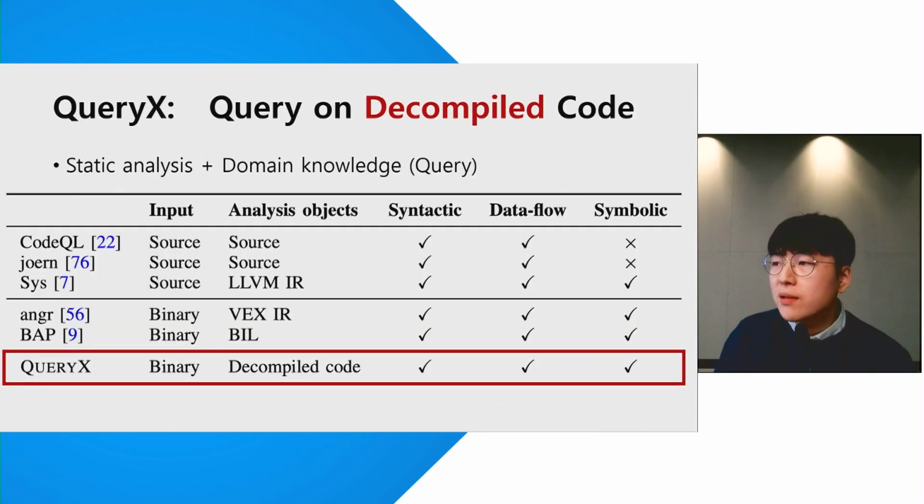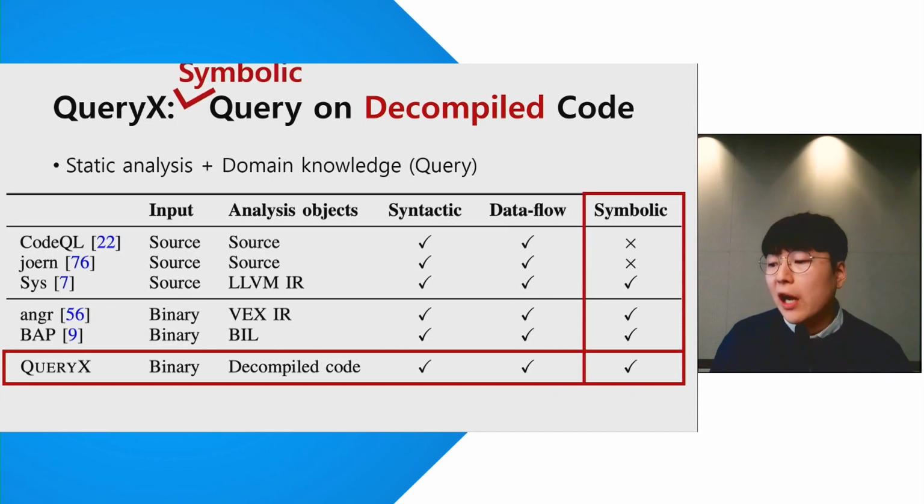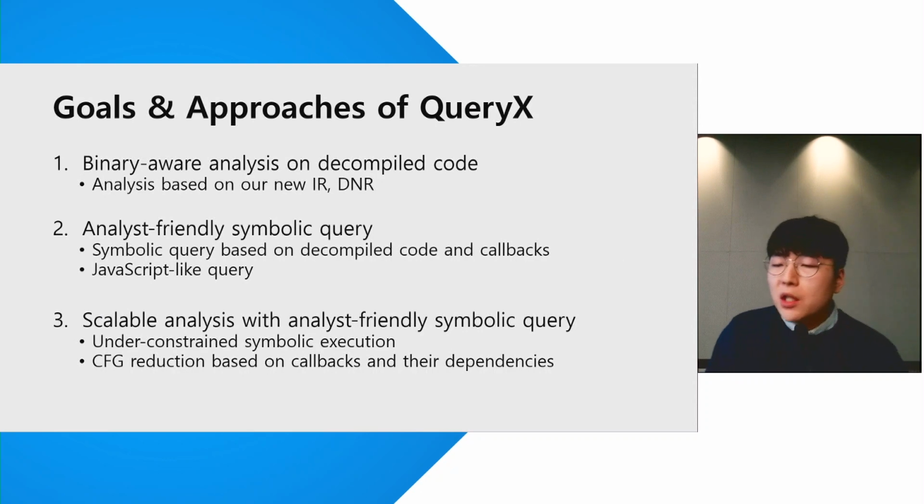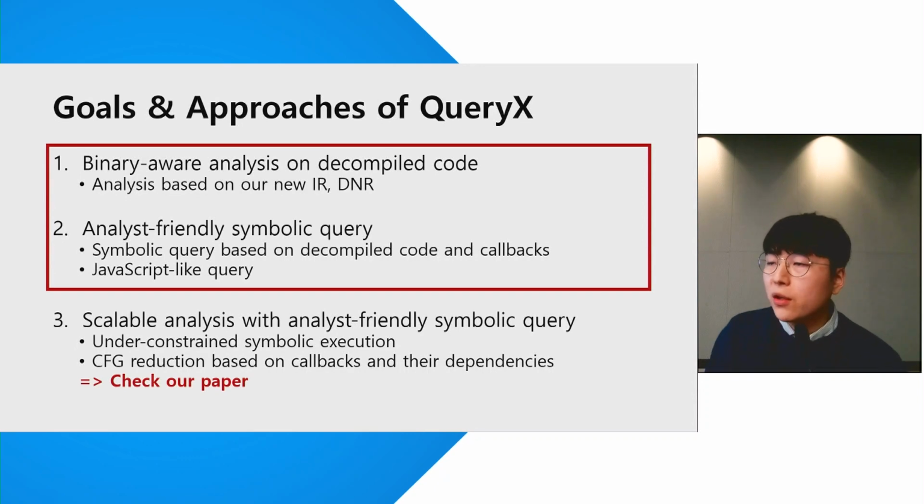Therefore, we propose extensible static checking tools for decompiled code and describe how to support symbolic query on decompiled code, which requires the most accurate analysis in three methods. Basically, we have three goals that overcome the weaknesses of previous works. But today, I'm going to focus on the first two, and please check our paper for the last one. The first goal is to do binary-aware analysis on the decompiled code.